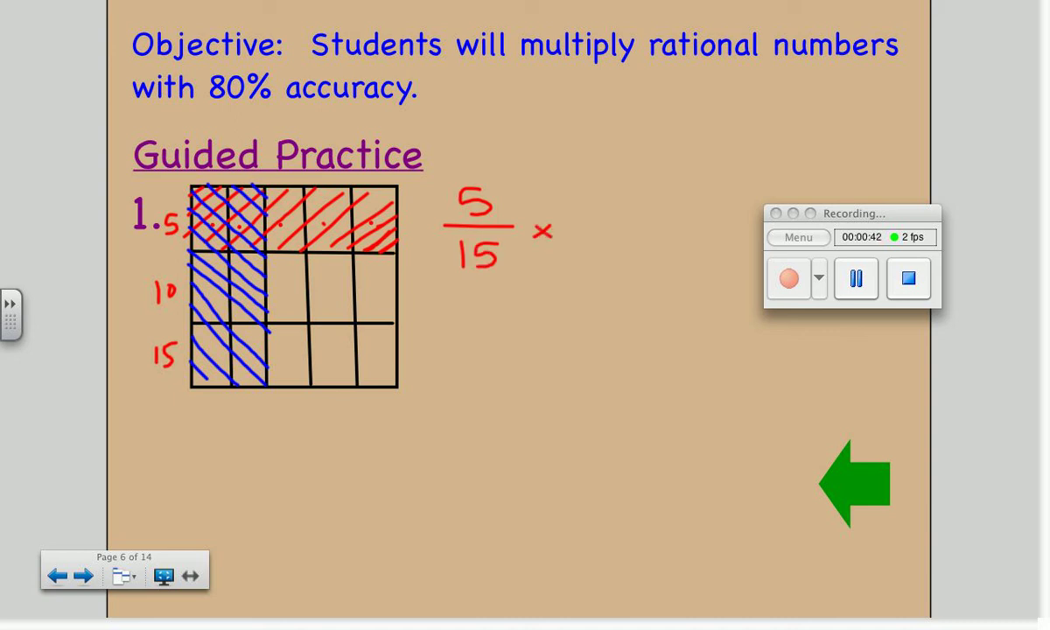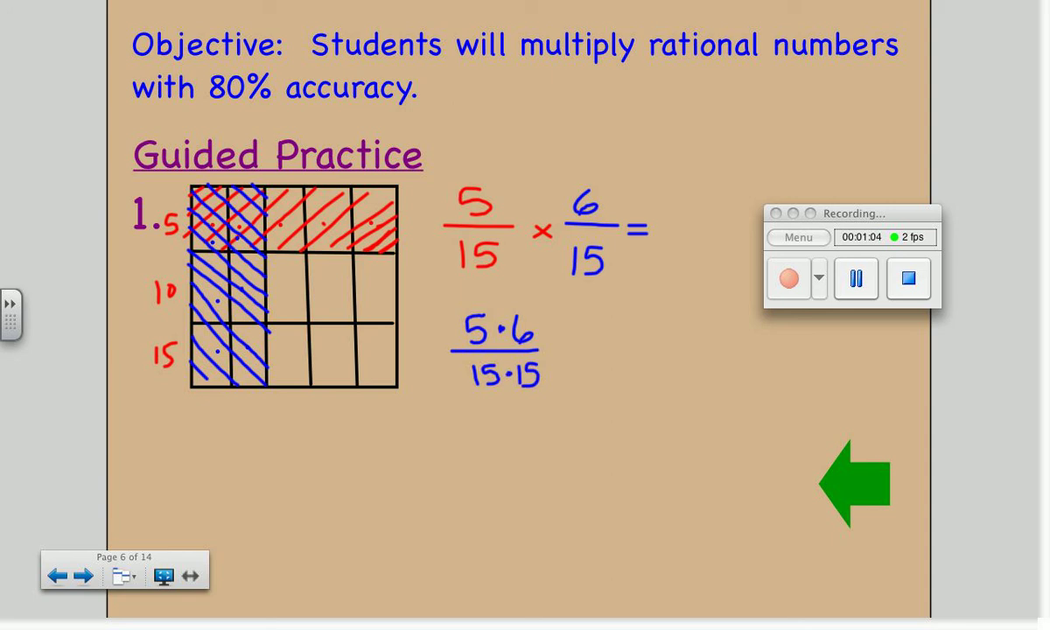Multiply that by the blue. On the blue, count how many are colored blue. 1, 2, 3, 4, 5, 6 out of how many total? Again, 15 equals. Okay? So what we have here then is 5 times 6 over 15 times 15.